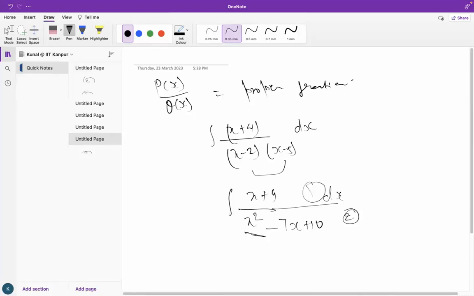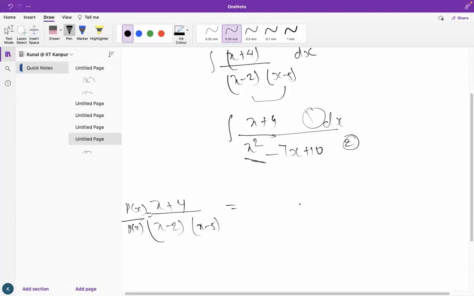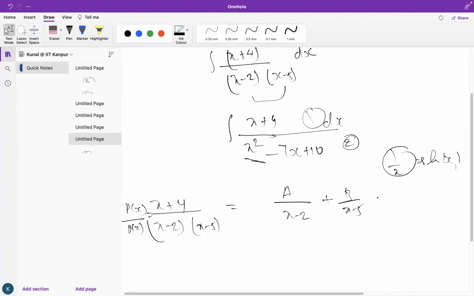So how do we approach this kind of fraction? There is a way called partial fraction. What we do is write this fraction, which is our px by qx form, as some coefficient a by x minus 2 plus b by x minus 5, where a is some constant and b is another constant. We just have to find a and b, and we know that each term is of the form 1 by x, so its integration is ln mod x. So we can easily find the solution.